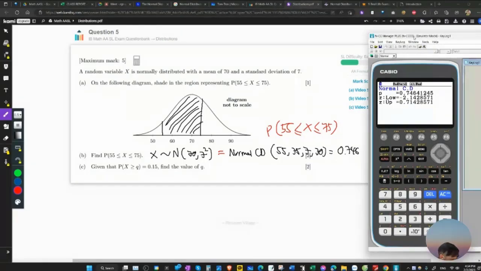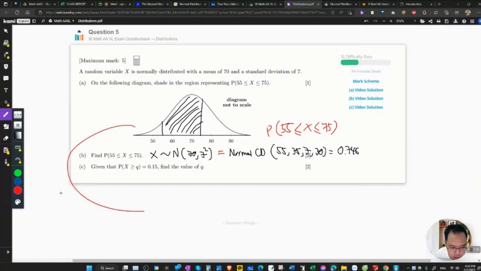All right, I'm gonna try C also now. Oh, by the way, look at the value on this calculator. The Z value here, low and up. The lower value is equivalent to 55 if you standardize this normal distribution. Standardize, meaning the mean is now 0.